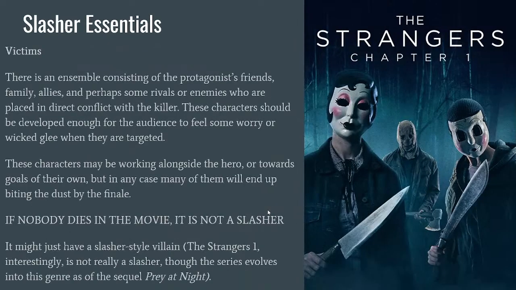So, victims. There's an ensemble consisting of the protagonists, usually consisting of their friends, family, allies, and it can also consist of rivals or enemies who are also placed in direct conflict with the killer or stumble into his path in whatever way. The victims don't all have to be sympathetic. In fact, that intersection of worry and wicked glee is a great place to play around, which I have several slides on today. These characters should be developed enough for the audience to feel one or the other, so we either are rooting for them to survive or rooting for them not to when they are targeted.